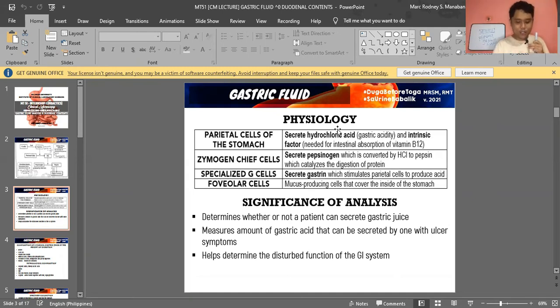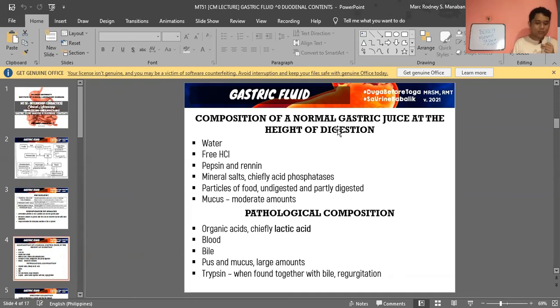So again, now we go to the composition of your gastric fluid. What is the normal composition? Of course, it still contains water. You have free HCl, which contributes to the acidity. Next, you have pepsin and renin, which are enzymes needed to digest proteins. Mineral salts, such as ACPs, enzymes also. Particles of food, undigested and partially digested. And you have mucus in moderate amounts.